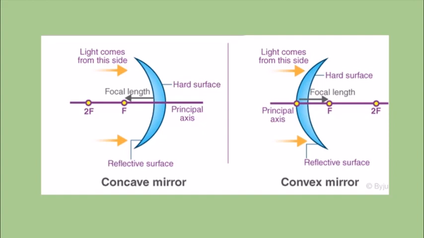Now, a concave mirror: if the inner surface of the spherical mirror is the reflecting surface, then it is called the concave mirror, as it forms a cave inside, so that is why it is called a concave mirror. Now in a convex mirror, the outer surface of the spherical mirror is the reflecting surface, so it is called the convex mirror. So this way we have two mirrors, concave mirror and a convex mirror.